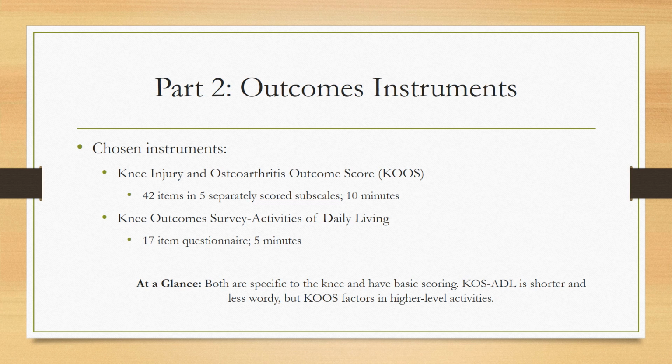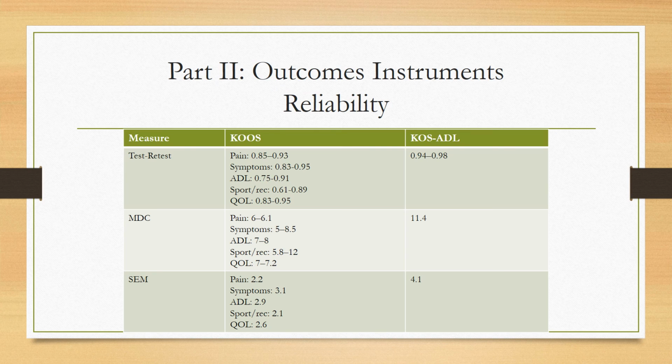However, the COS Activity of Daily Living is shorter and less wordy, while the COS factors in higher activity levels. Both of these instruments have high reliability, with the COS Activities of Daily Living having a higher score. The COS, however, has each individual subset that has reliability ratings. This includes the Sport and Recreation section, which the COS Activities of Daily Living does not evaluate. This can be helpful if you want to use specific sections that apply to your athlete.